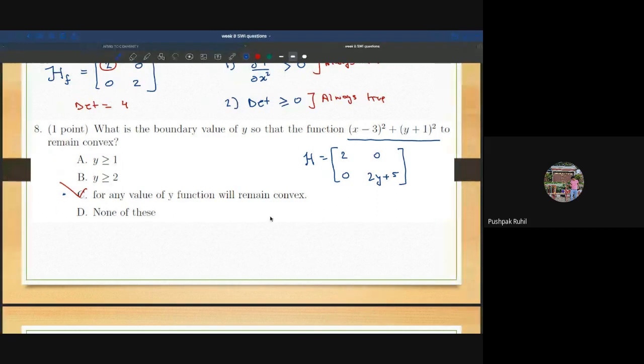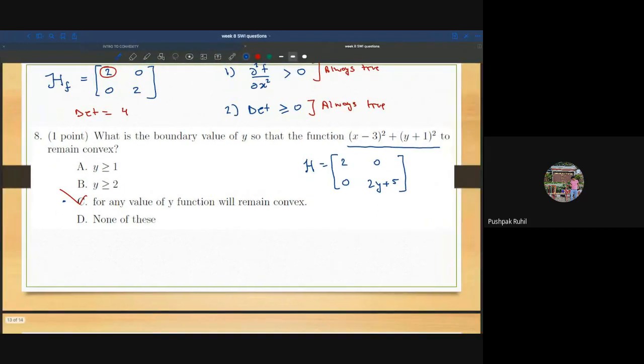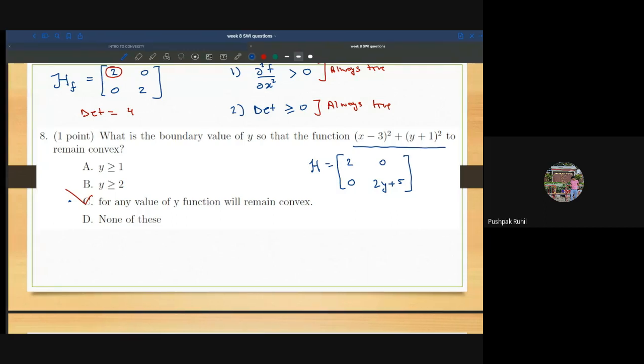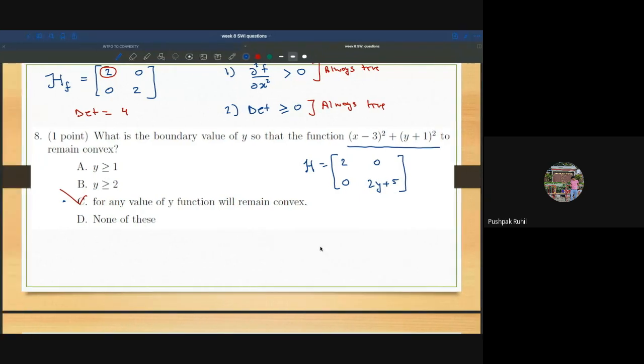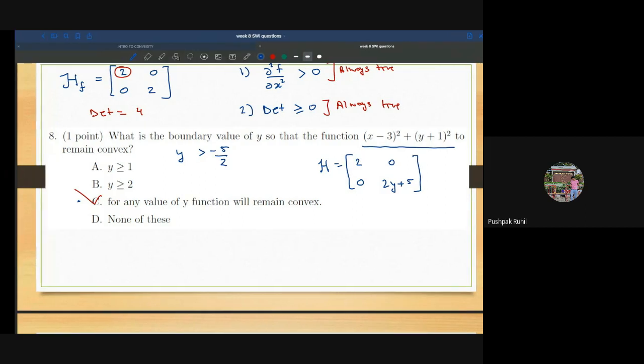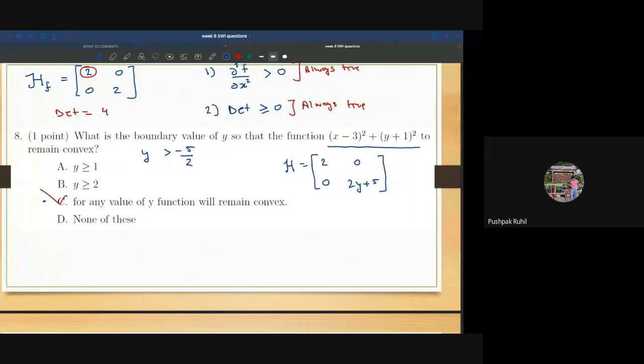Right, minus 5 by 2. But you need to give me some range, not just a number. Would it be less than or more than? What would it be? So you're saying that this needs to be more than 5 by 2. Is it? Okay, this is still a little wrong. Yes, more than or equal to.